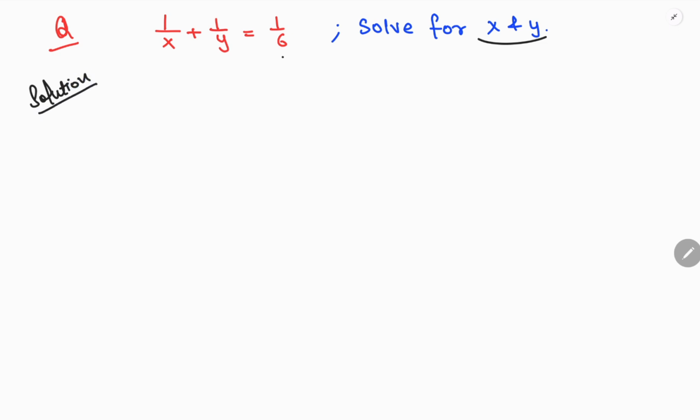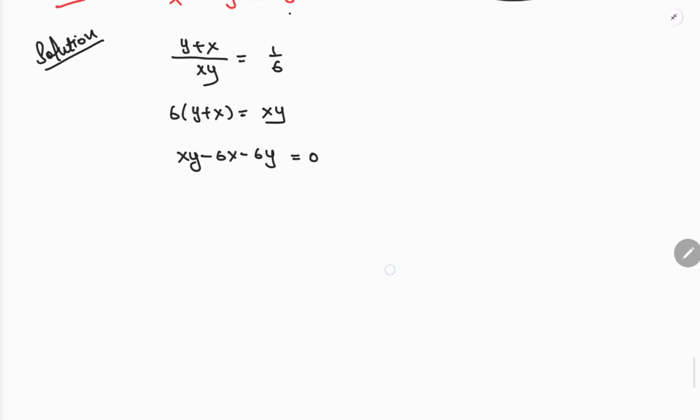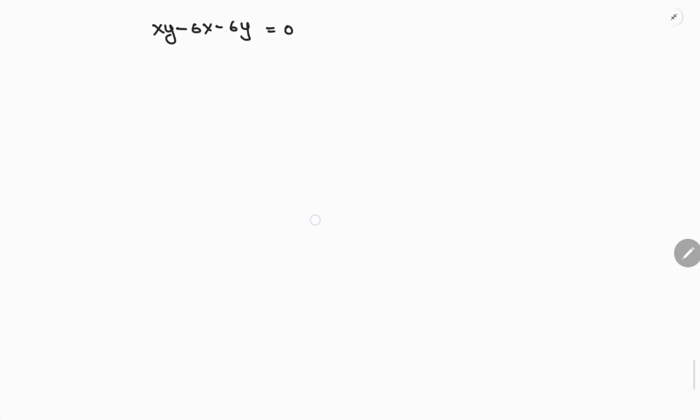What will I do now? I will just take xy as the LCM, okay, and here we will get (y + x)/xy = 1/6. If I cross multiply now, I will get 6 times (y + x) = xy, right? That means we get xy - 6x - 6y = 0, right? This is our equation and we need to solve for x and y.